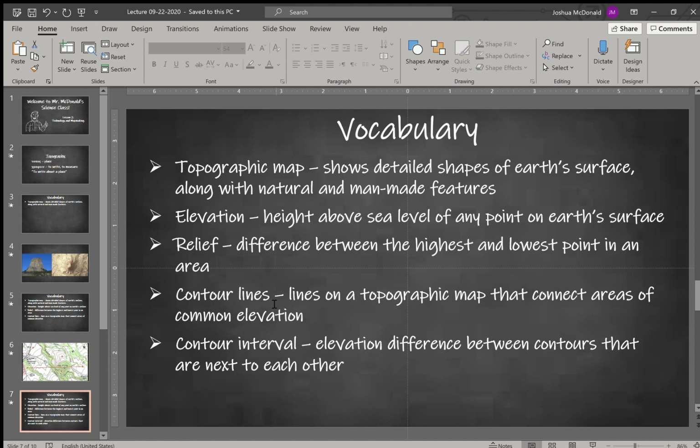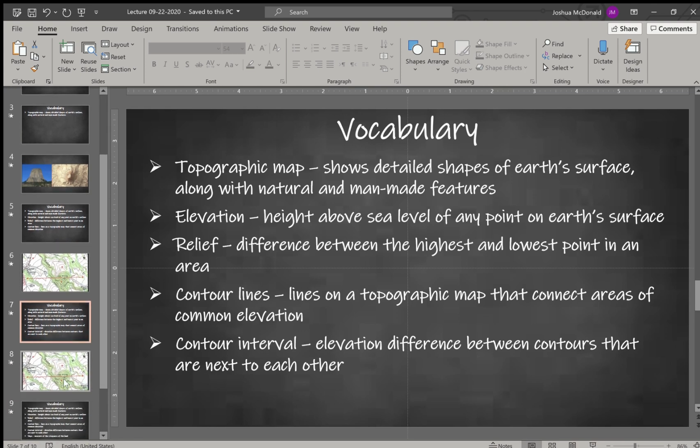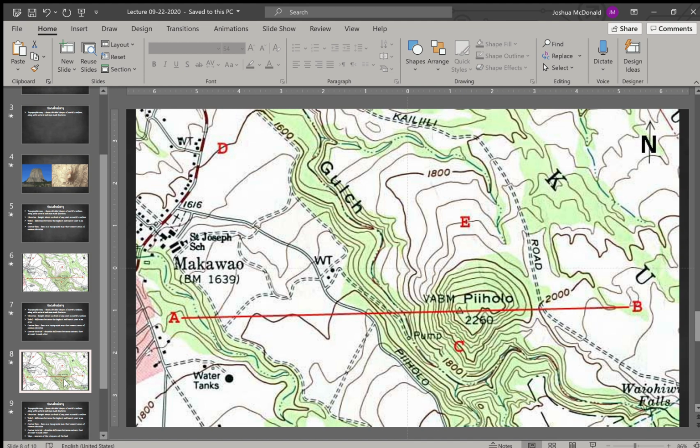That's just like the relief, but only on a smaller scale. So we're not talking about the highest and lowest, but just the difference in elevation between those lines. So going back to our map here, we have contour intervals of, let's see, 2,260, and this is 1,800. We've got a contour interval of 460.